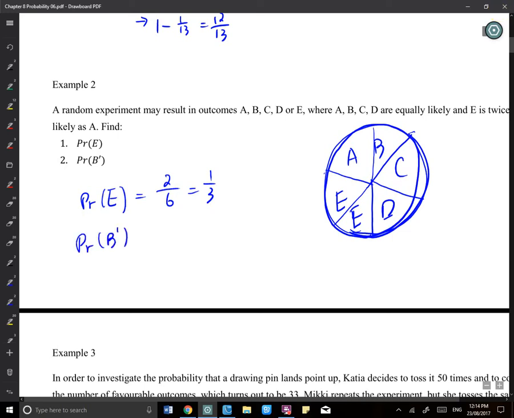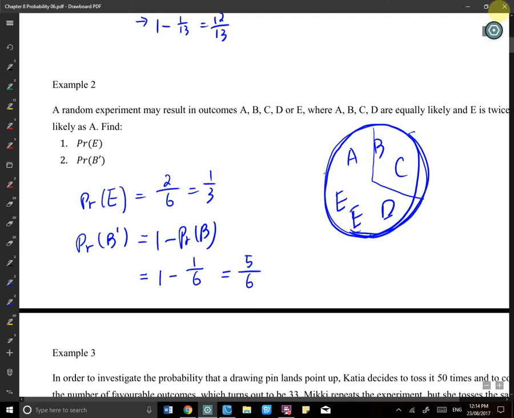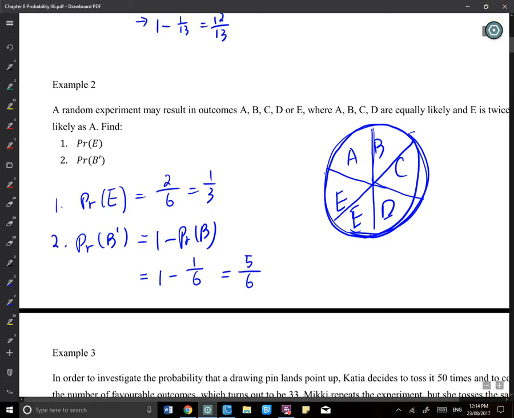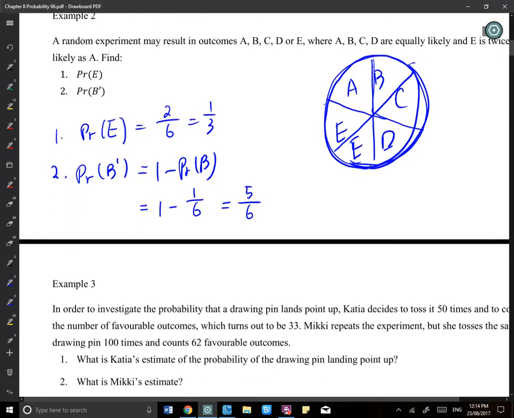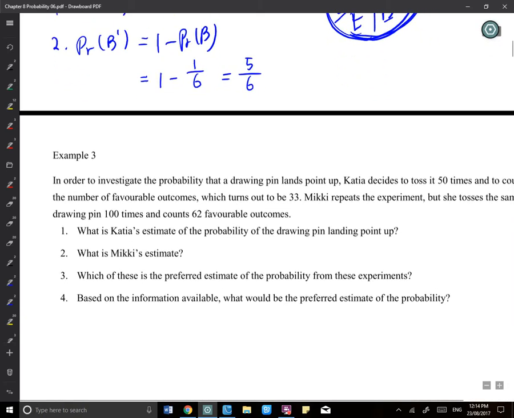And the probability of B not will be 1 minus the probability of B, because in total it should give you 1. So 1 minus 1 on 6 gives you 5 on 6. That is the probability. Okay, that's example 2. Let's have a look at example 3.